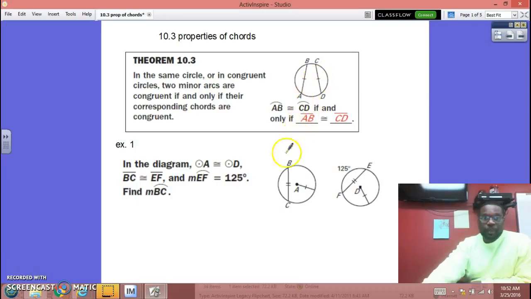So in the diagram, circle A and circle D are congruent. Segment BC is congruent to segment EF, and the measure of arc EF is 125. Find the measure of arc BC. Based on the information they gave us, BC and EF being congruent, if arc EF is 125, then arc BC is also 125. So they're just saying these are congruent circles or the same circle. That's important. It doesn't always have to be in the same circle. It can be two congruent circles.